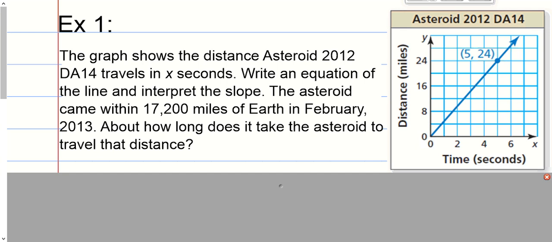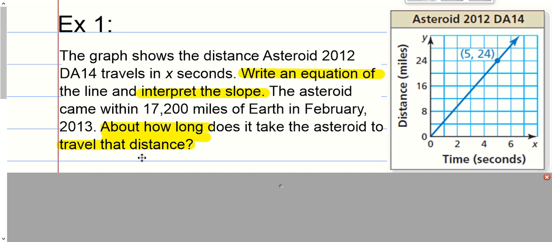Okay, so just looking at a little bit of key information there. It tells us we have to write an equation. It tells us we have to interpret the slope. So those are two things we're for sure going to have to do. And then it says about how long does it take the asteroid to travel that distance. So that is all going to be together in that one answer. So there's actually 3 different answers that I should have here.